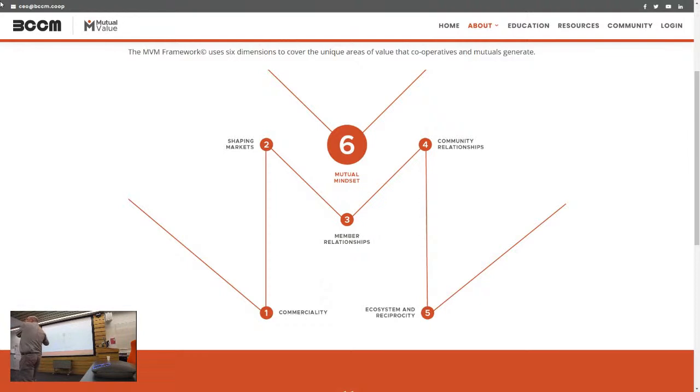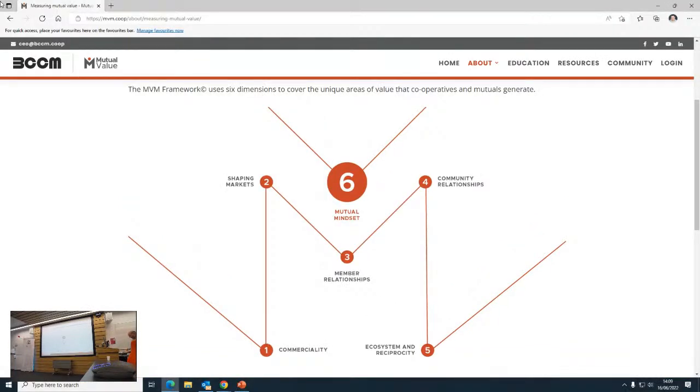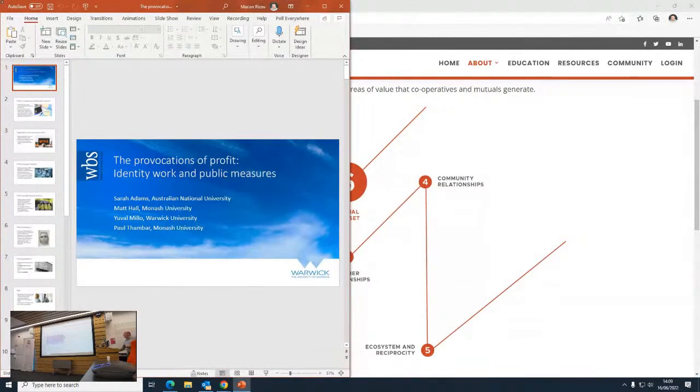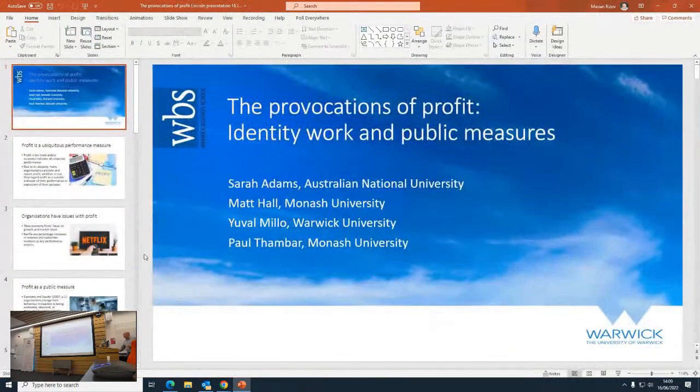Okay, so this is what we did. This is MVM, mutual value measurement. That's our framework. If people are interested in finding out more about that, that's the website. So coming out of this, this is what we got paid for, if you like. But coming out of this, of course, because we did so much research, is a mountain of data, most of it qualitative.